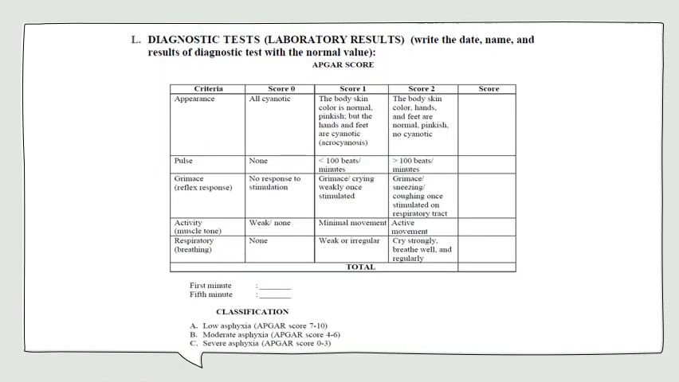And then next we move to the diagnostic test, the laboratory result. You have to write the date, the name of the test, and then the result of the diagnostic test with the normal value inside a table.